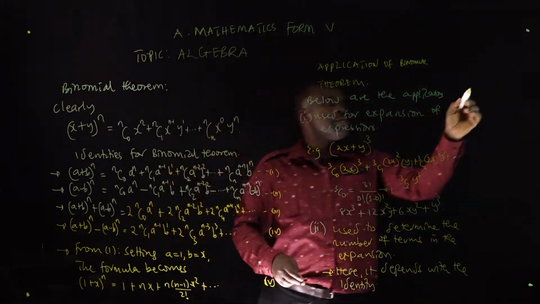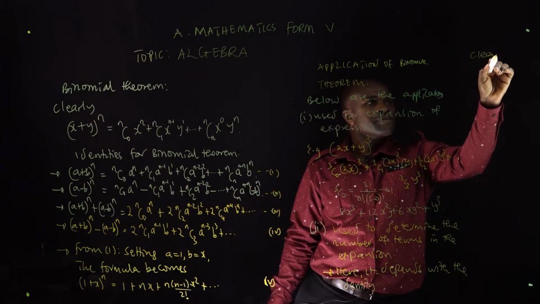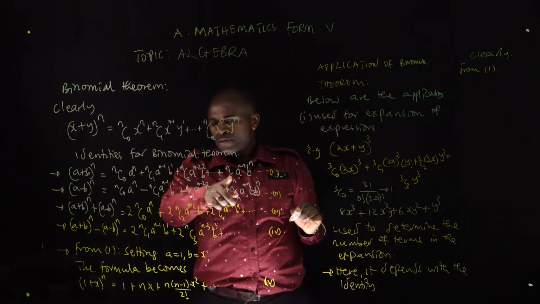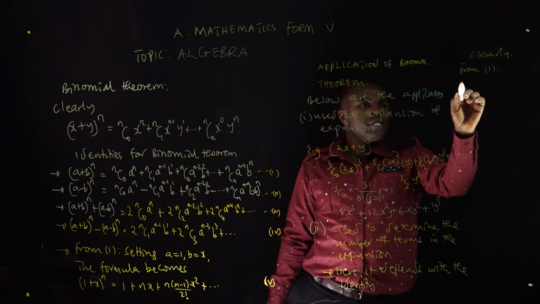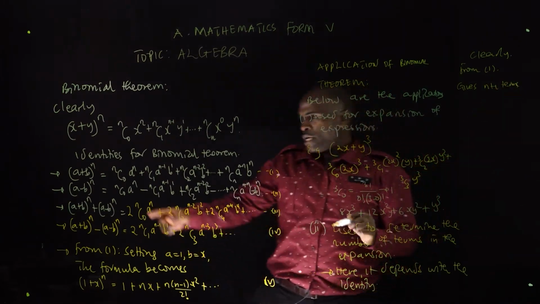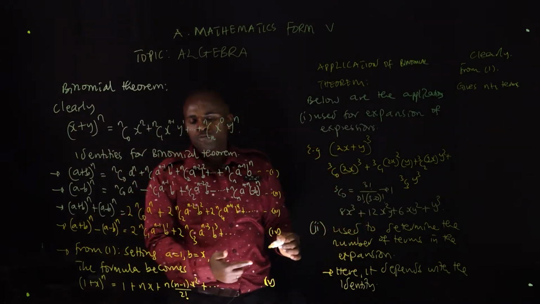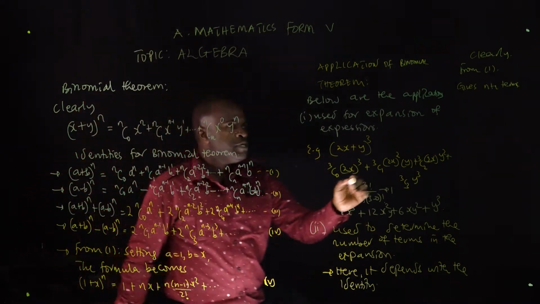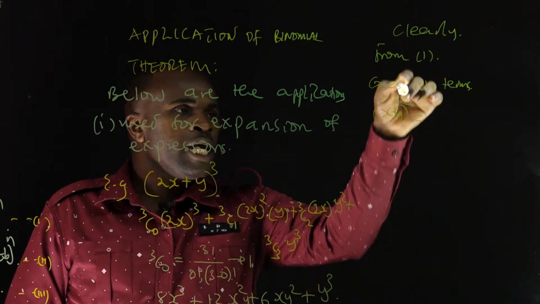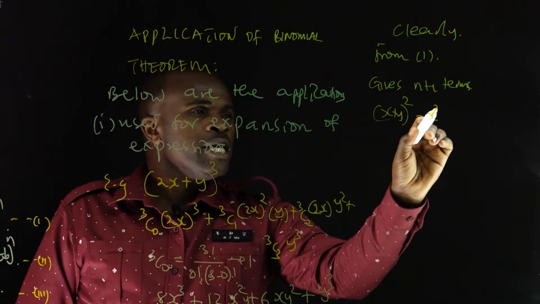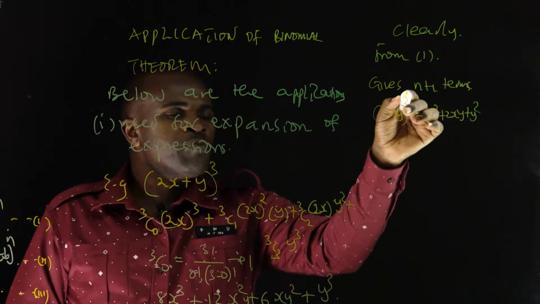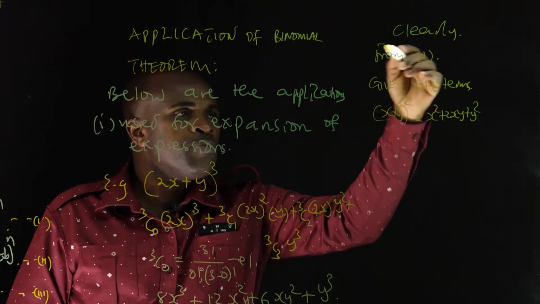So we say clearly, starting from identity 1, the number of terms gives n plus 1 terms. If one says identify the number of terms in the expansion like a plus b power n, it means when you expand, let's say x plus y square, n is 2. You expand here, you get x square plus 2xy plus y square. It means 3 terms. When the exponent is n, the number of terms is n plus 1.